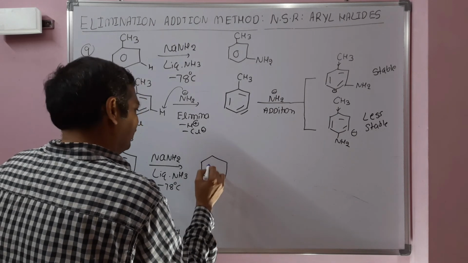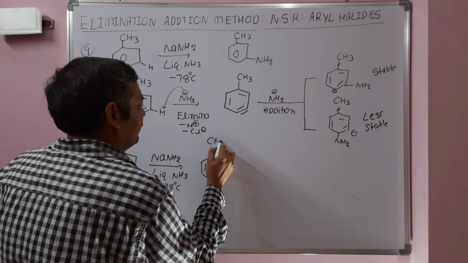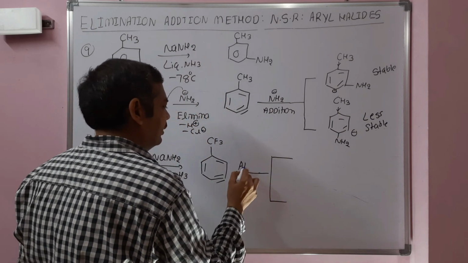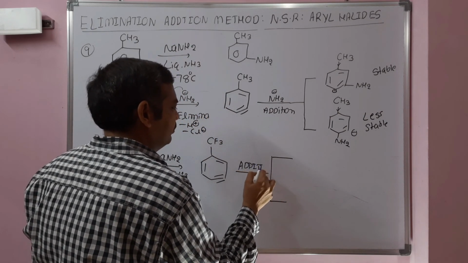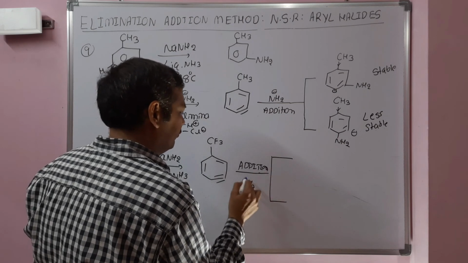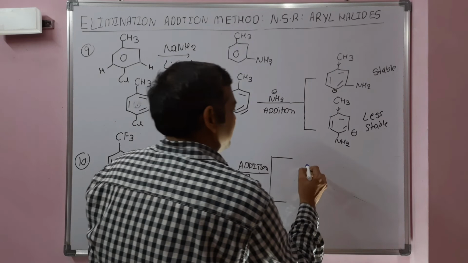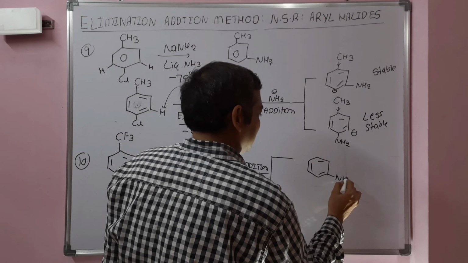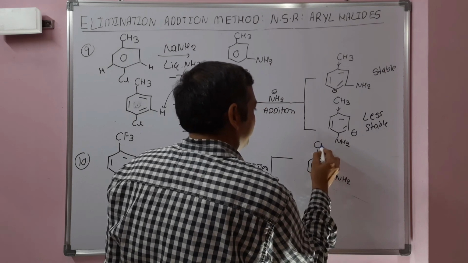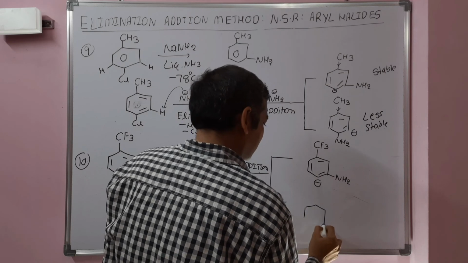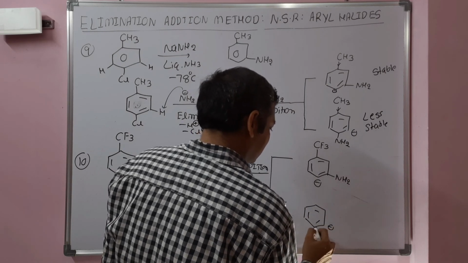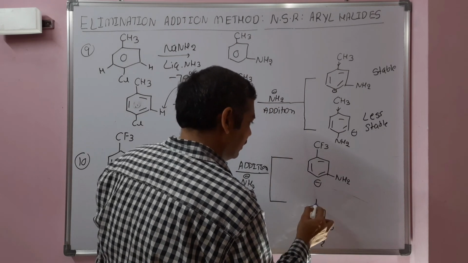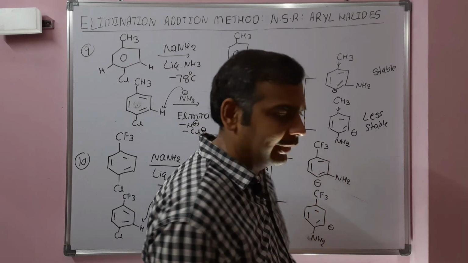Since we have written the carbanion several times, CF3. Once benzyne is formed, two possibilities are there in the addition mechanism. NH2 minus will attack either meta or para. If NH2 minus attacks at meta, then the carbanion is at para to the CF3 group. If NH2 minus attacks at para, then the carbanion is at meta.